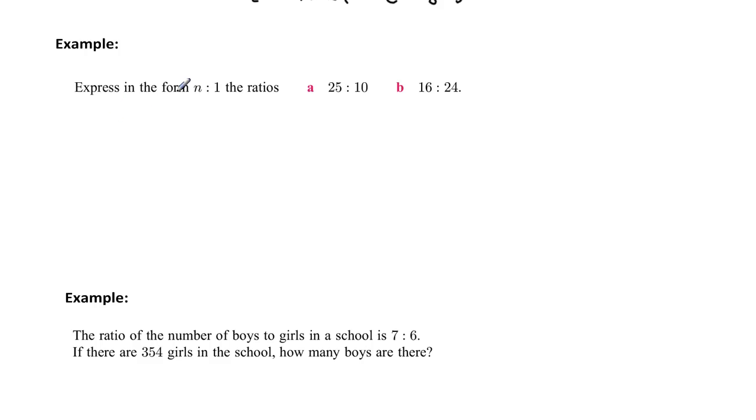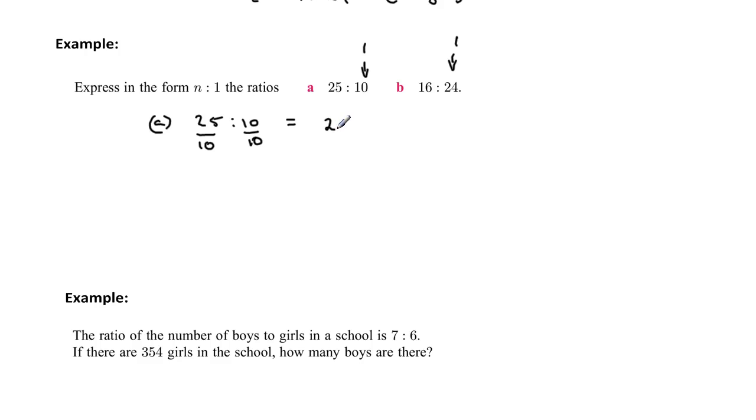All right, so express in the form n to 1. What that means is this number here has got to become a 1, and this number here has got to become a 1 for this to work. All right, so in order to do this properly, let's have a look at the ratio as it is. 25 to 10. Now, if I divide both sides by 10, I'll get an answer. So if I divide this by 10, that becomes 1, which is what I want, but I've actually got to write that divide by 10 as well.